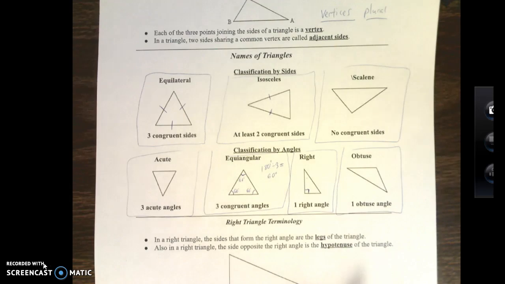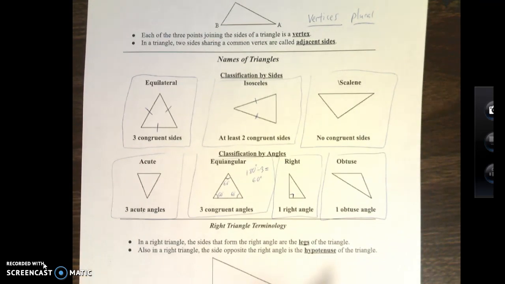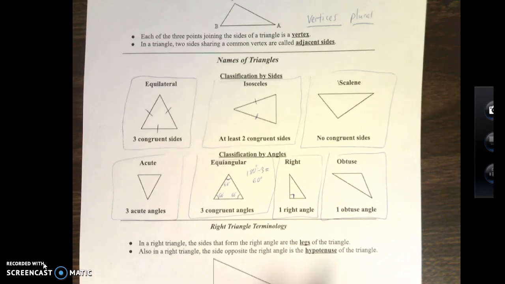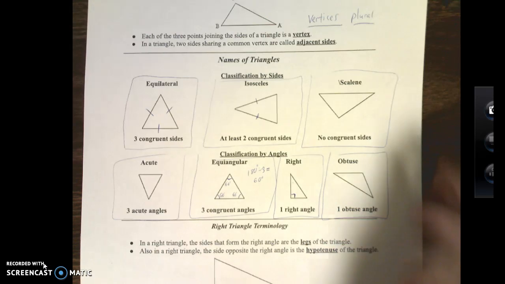An obtuse triangle has one obtuse angle. Here's a quick question for you. Is it possible to have two obtuse angles in a triangle? Think about it. We know the three angles have to add up to 180, and one of them is over 90. Is it possible to have another one that's over 90? Hopefully you're thinking that doesn't make sense, and that's good, because if you had two obtuse angles, it would not be a triangle. It would be a four-sided, five-sided shape, and so on. Very nice.